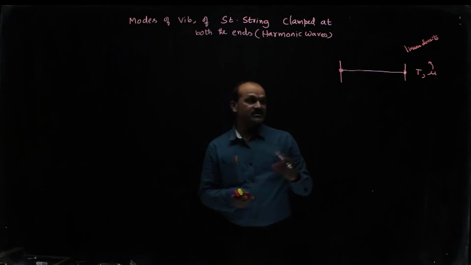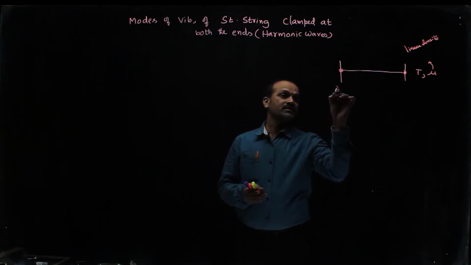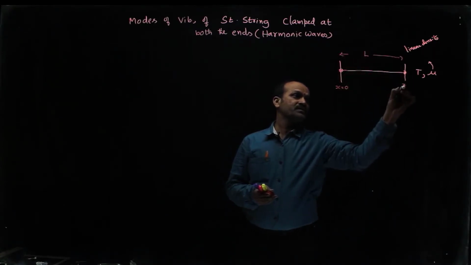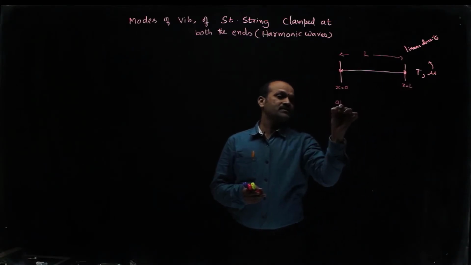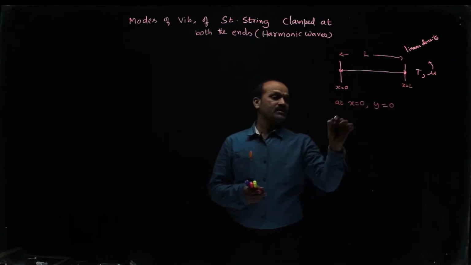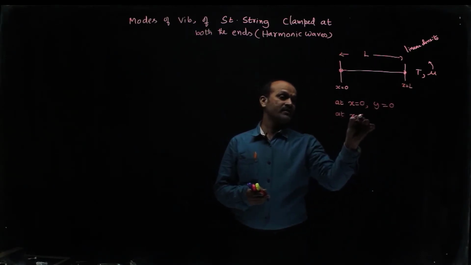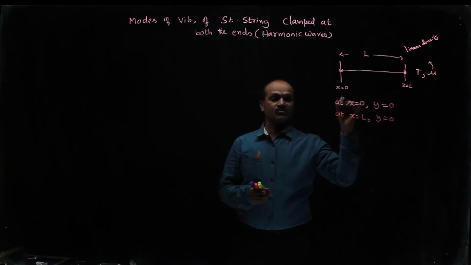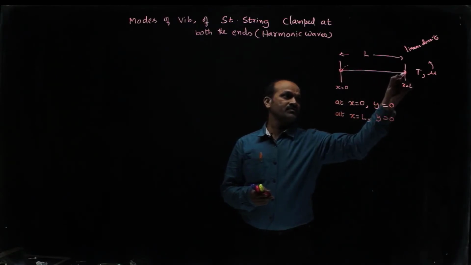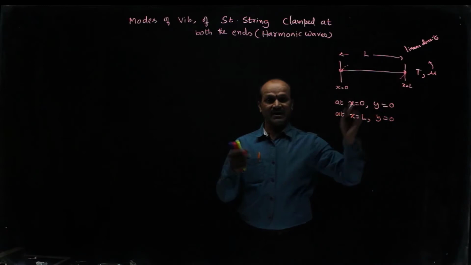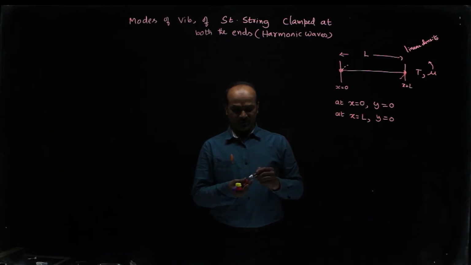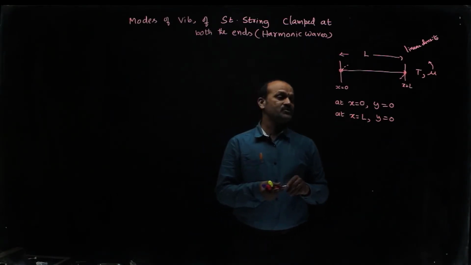Here a few boundary conditions we have to consider. This is at x is equal to 0, say the length of the string is L, it is at x is equal to L. At x is equal to 0, the particle displacement y is 0. Similarly, at x is equal to L, the particle displacement is again 0. So when the wave starts over here and ends here, at these 2 points where it is clamped, the displacement of the particle is 0, that is, there is no displacement, y is 0.